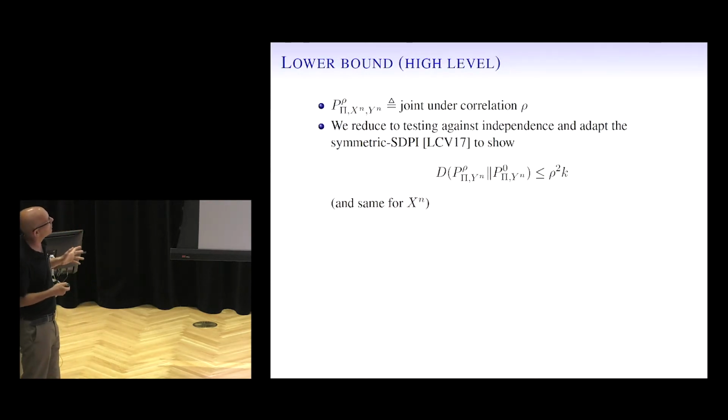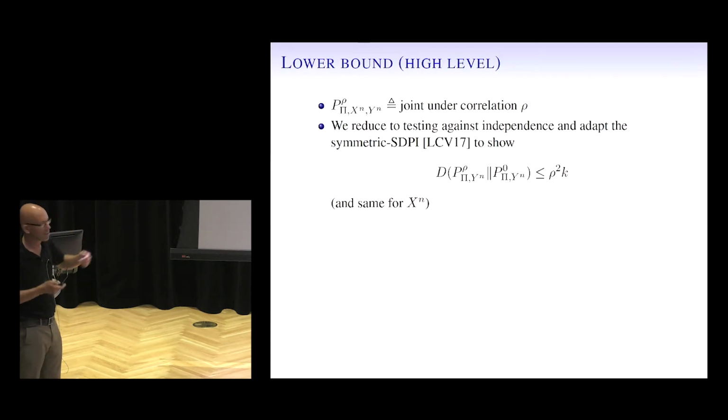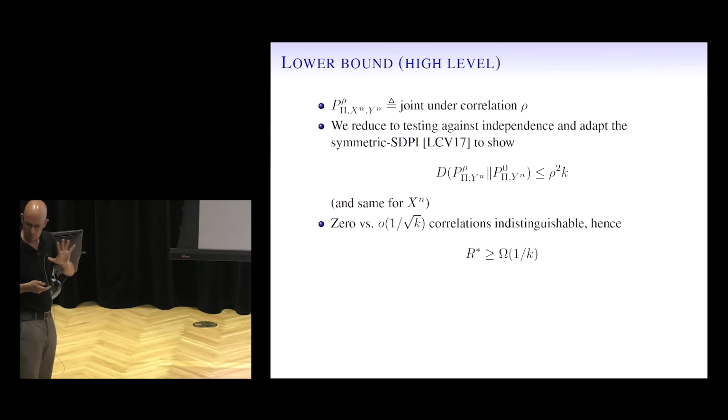And what we're going to show is that the divergence between the distribution on Bob's side at the end of communication under correlation rho and under correlation 0 is upper bounded by rho squared times the number of bits that have been exchanged. And the same for x, of course. It's a symmetric thing.